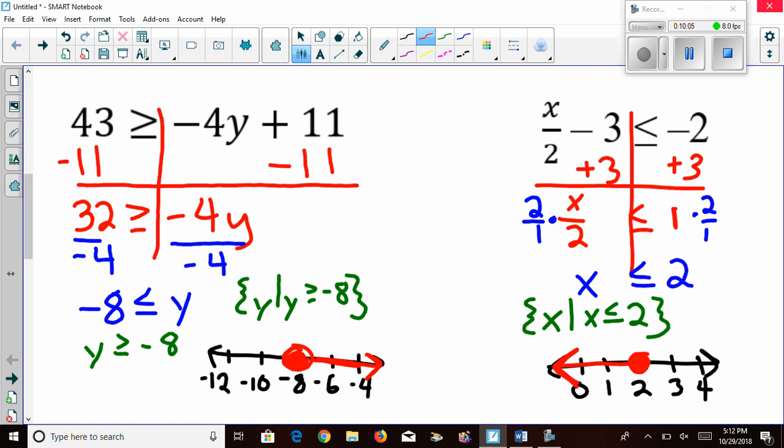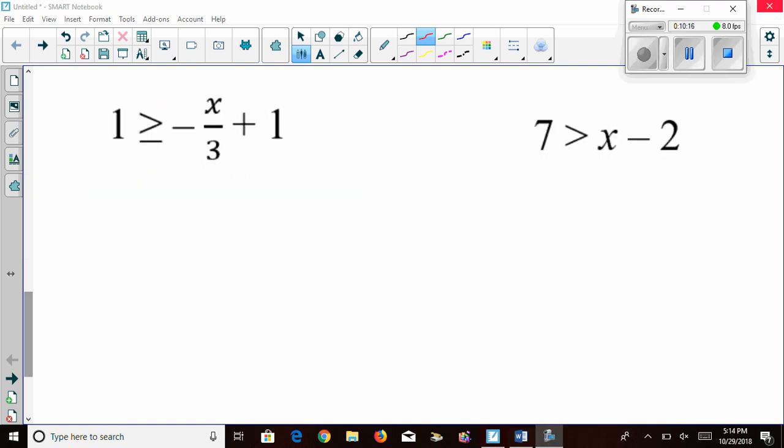Only 2 more to go. And if you need to, pause and go back and re-listen to these examples so that you are ready to go. Here are our last 2 examples. Let's start on the left.